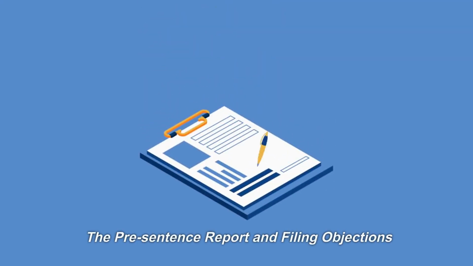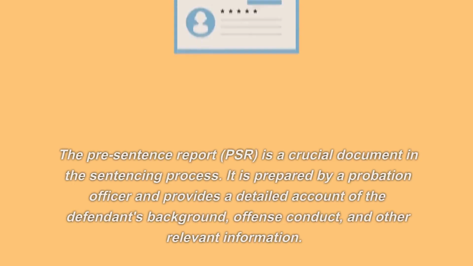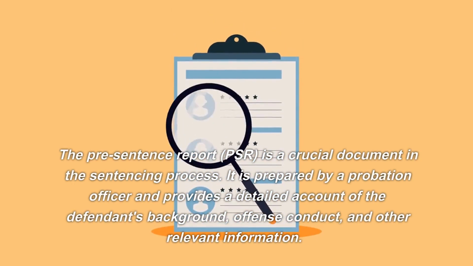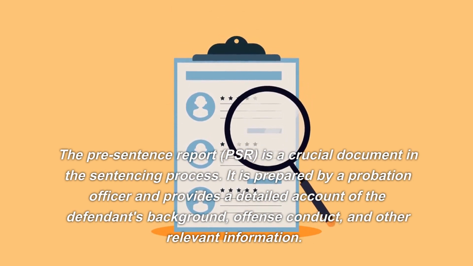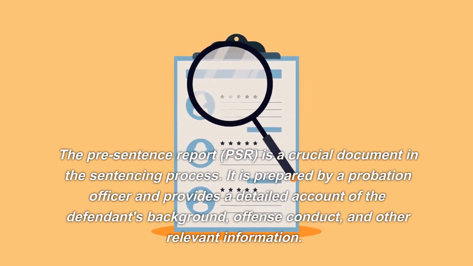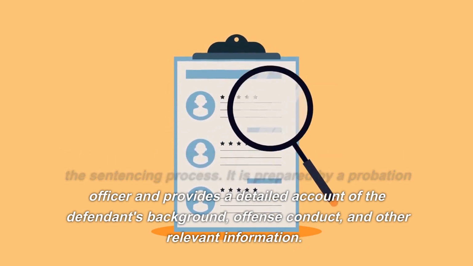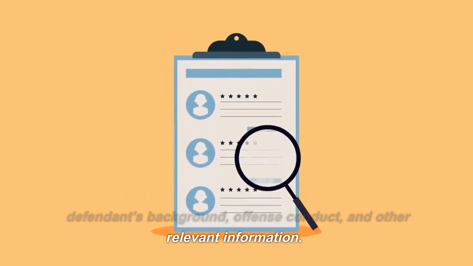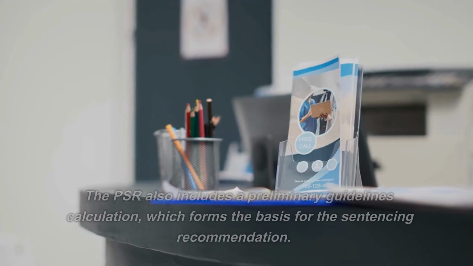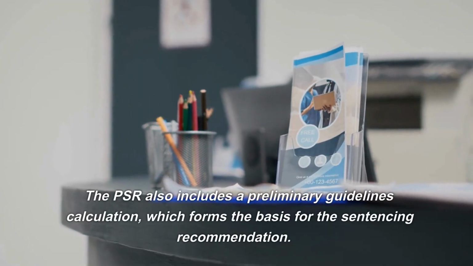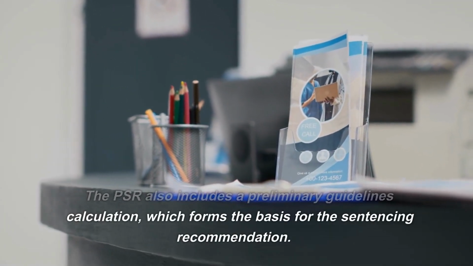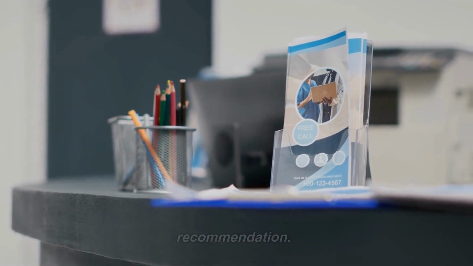The pre-sentence report and filing objections. The pre-sentence report, PSR, is a crucial document in the sentencing process. It is prepared by a probation officer and provides a detailed account of the defendant's background, offense conduct, and other relevant information. The PSR also includes a preliminary guidelines calculation, which forms the basis for the sentencing recommendation.